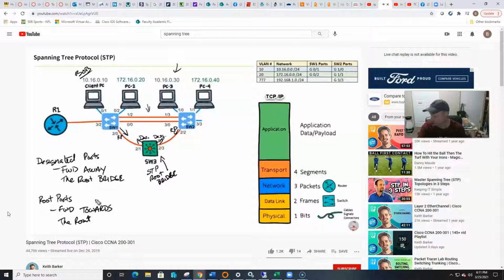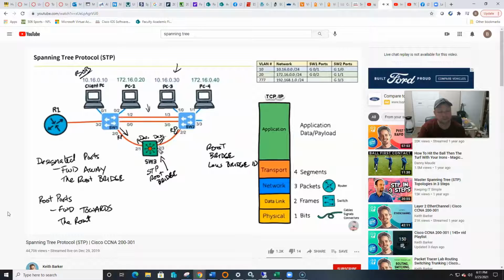So we talked about the root election, which is based on cost. Excuse me, I'm ahead of myself. The root bridge, which is based on low bridge ID.